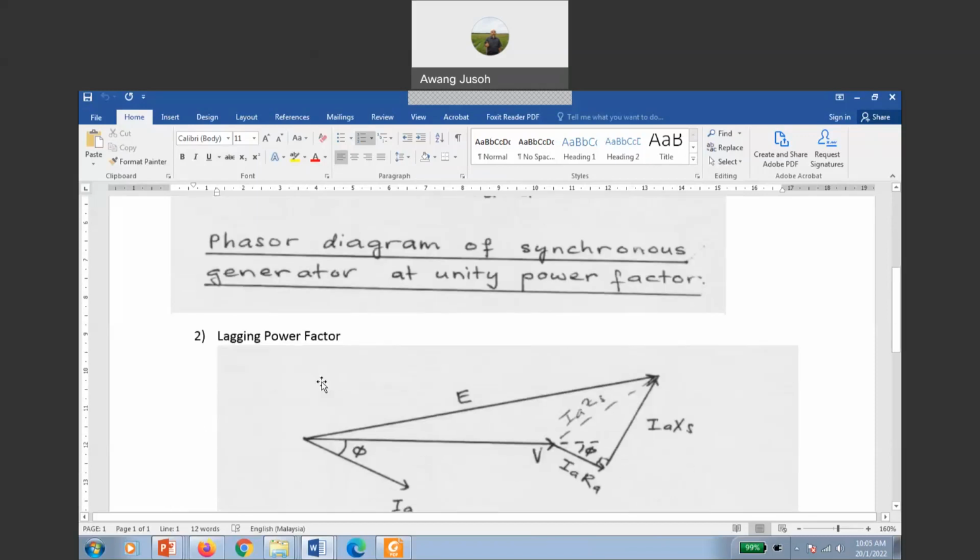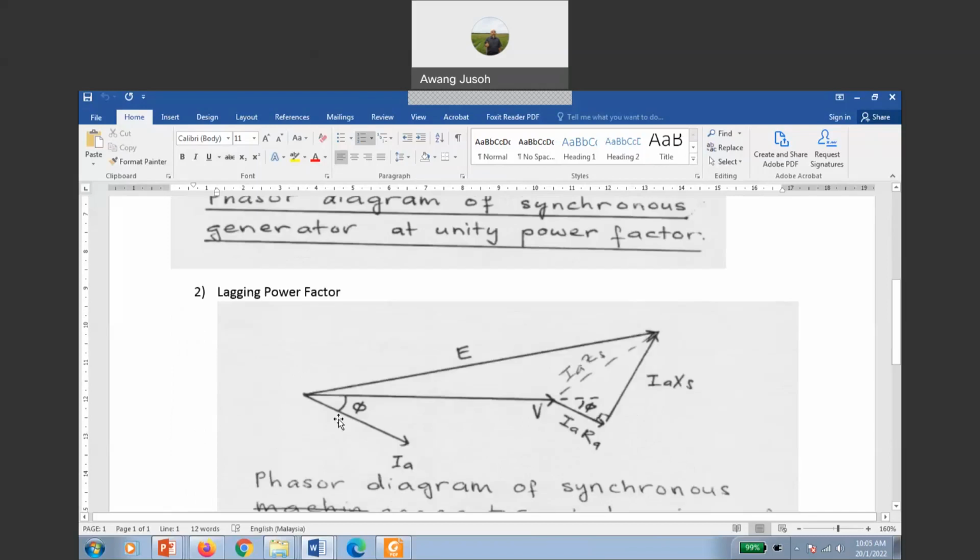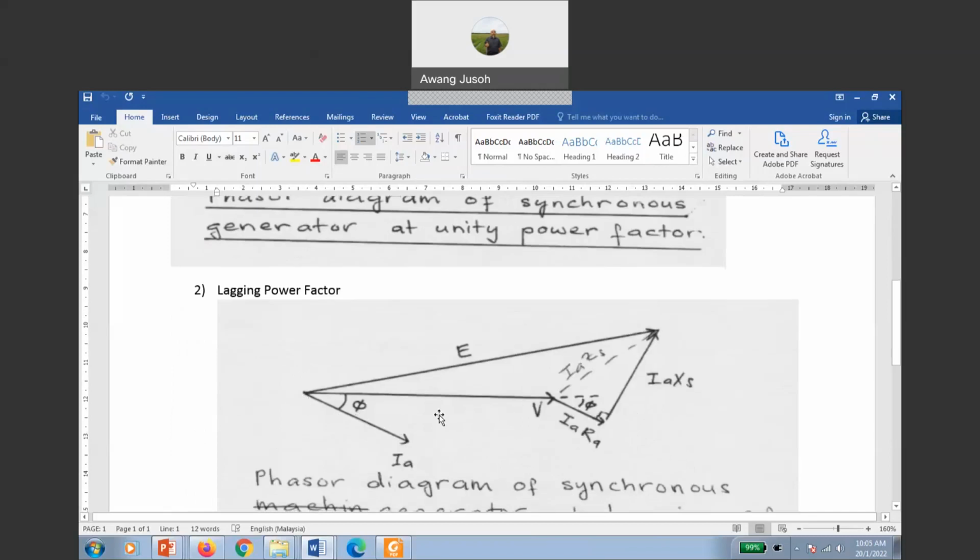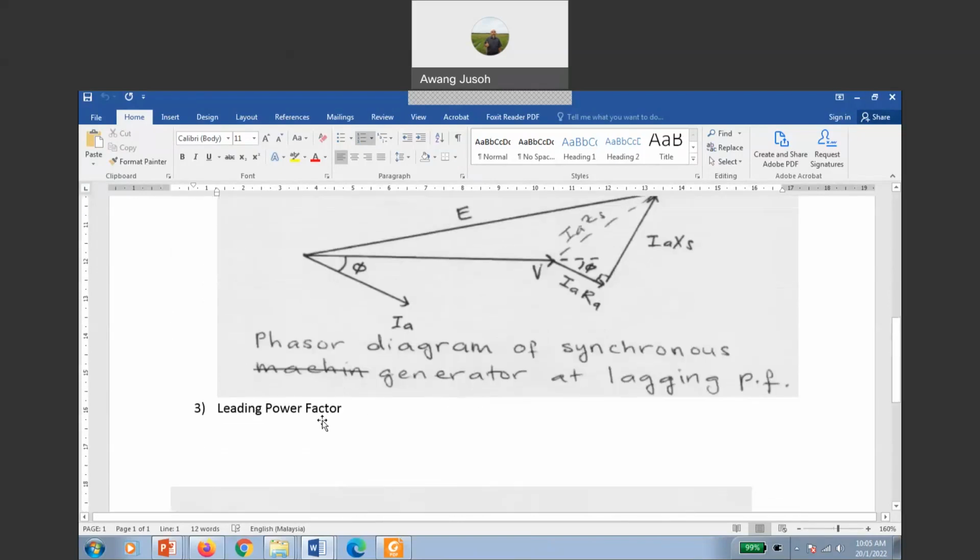The second one, the lagging power factor you saw in the slide just now, where IA lags V by theta degrees, we have this kind of phasor diagram. Delta, the power angle, is still positive. And the third case is the leading power factor. Leading power factor means IA leads V by theta degrees.